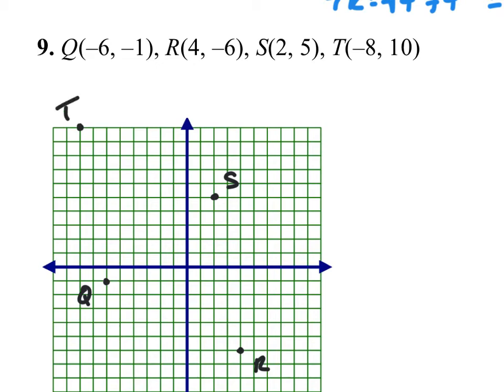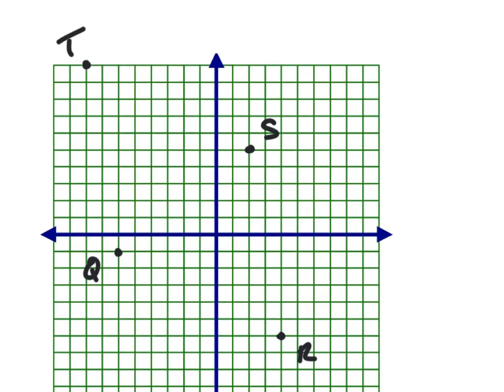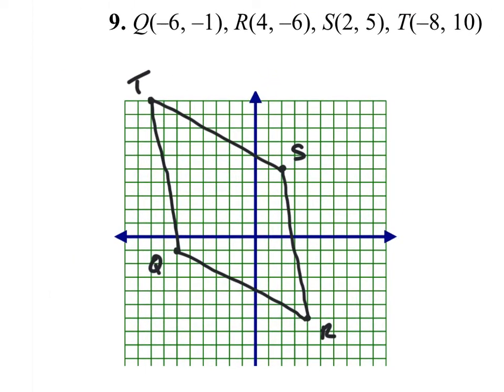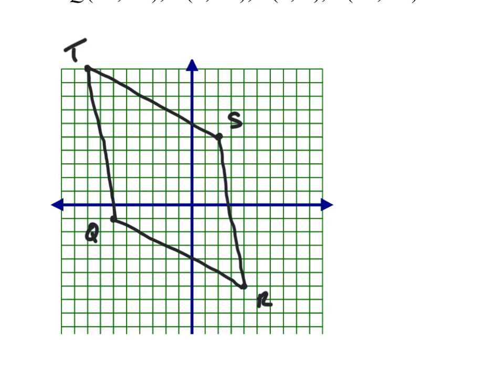Okay, and I'm going to zoom in and plot my lines. Not going to be perfect. Be nice if it was, but it's not. Okay. So what we're trying to figure out now is, is this a rhombus, a rectangle, or a square? And so what I'm going to do is check the diagonals. Okay, so I want to find the slope and distance of QS. I'm sorry, of QS, not TS, of QS.